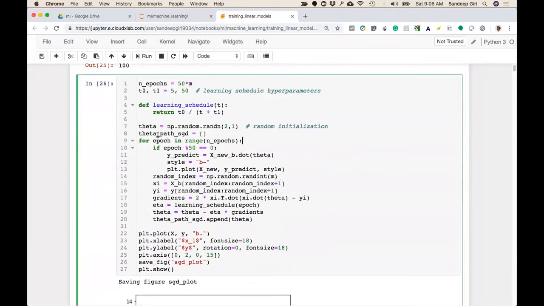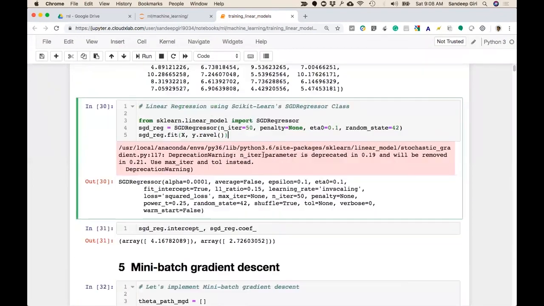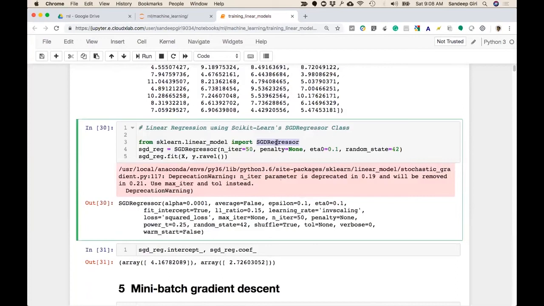So here there is a learning schedule, that's okay. And we're saying go to number of epochs, print. If the epoch is divisible by 50, meaning every 50th, it is going to do some kind of plot, right? And so on. Afterwards, it's picking up xi, yi, and computing gradients, and ETA is computed based on the gradient learning schedule, and theta is equal to this. Okay, great. So all we need to do is call the SGD regressor, import it, then do a fit, and that's it.